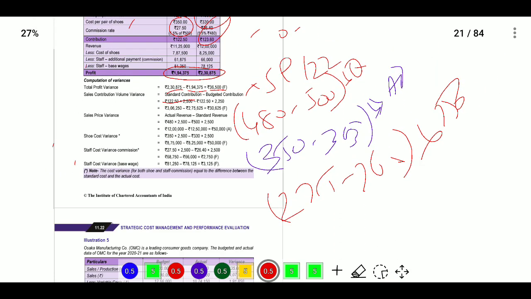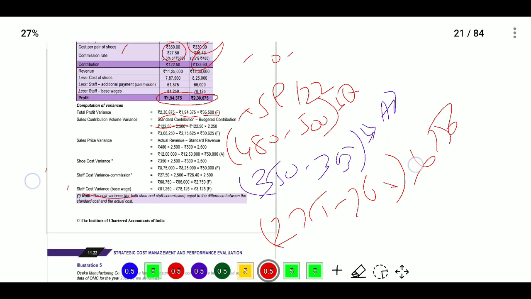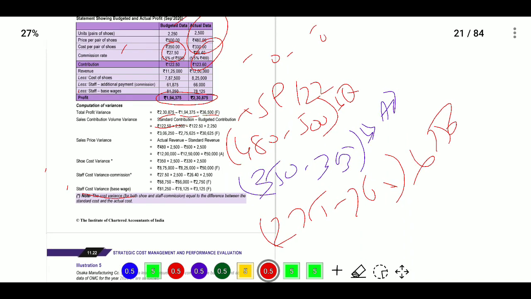Next, staff cost variance, base wages. What do we have? Directly 78,000. That is 81,250 budgeted minus 78,125. So for staff cost variance we take the base wages. Normal cases. That is the case. Budgeted 350. Next 480.